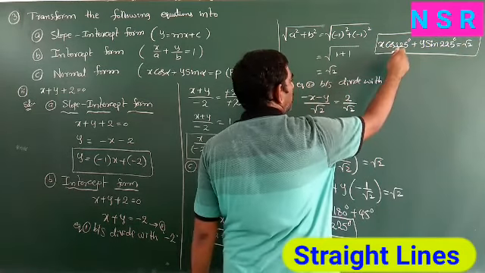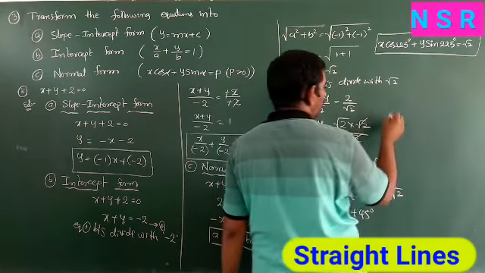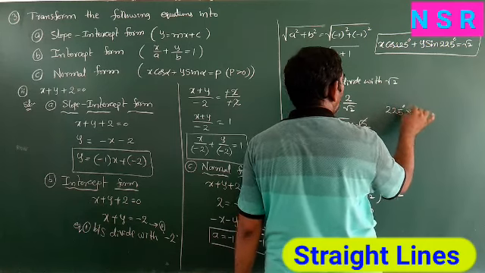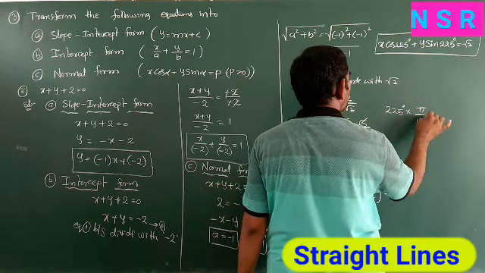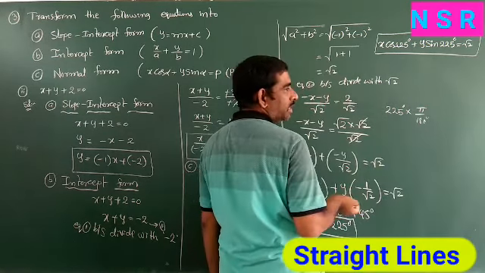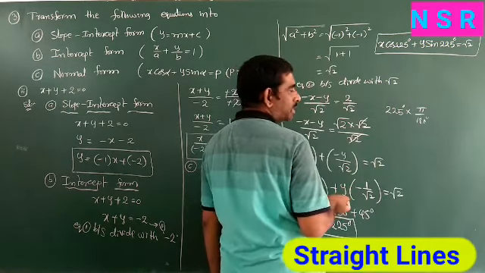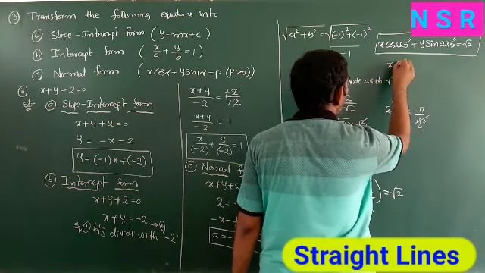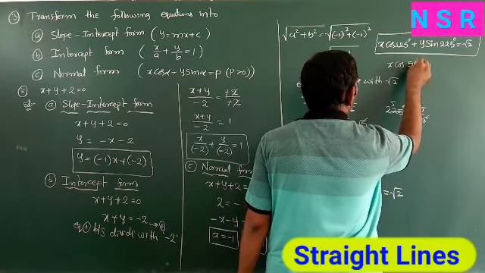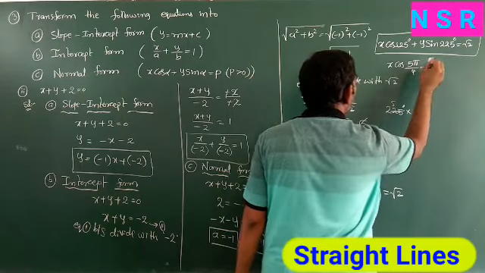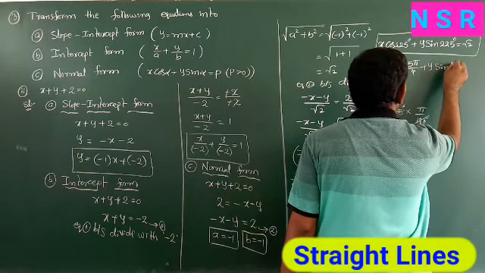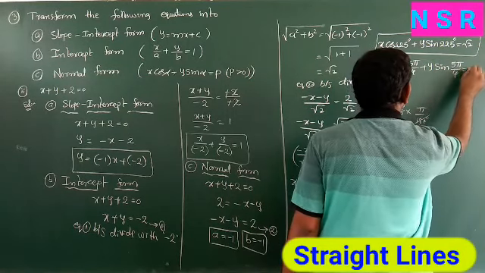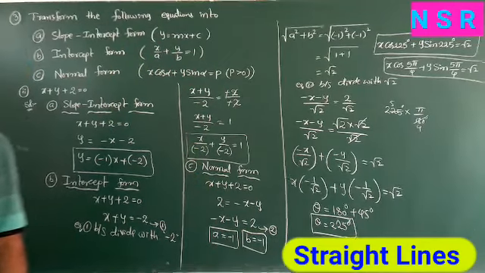If we are changing from degree form into radian form, just multiply 225 by pi by 180. Now degree changes into radian form. So 45 4s are 180, 225 by 45 is 5, so 5 pi by 4. So next write x into cos 5 pi by 4 plus y into sin 5 pi by 4 is equal to root 2. So this is our normal form.